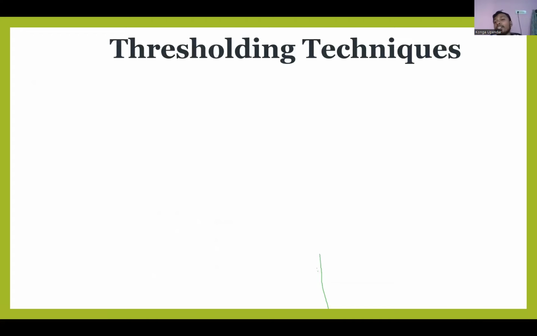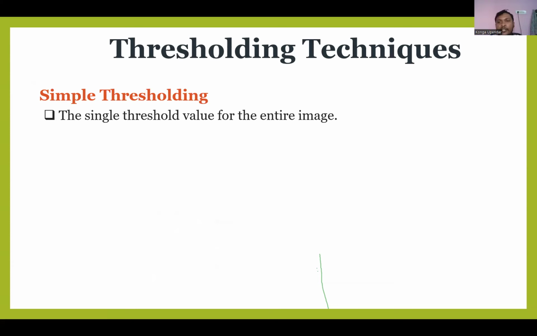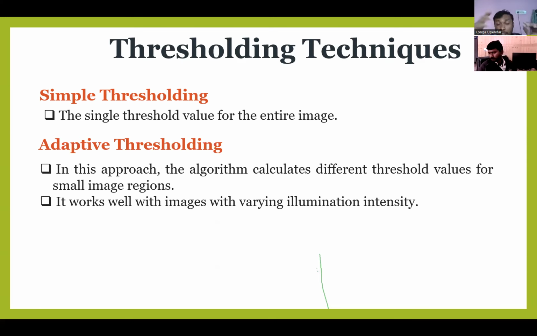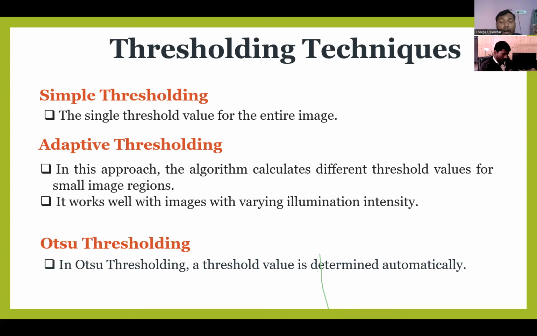Next, what are the threshold techniques that are generally available? First, simple thresholding. I told you in the previous slide that one single threshold value is there, based on analyzing the histogram. If greater than 100 or greater than 50, it is foreground, otherwise background. That is called simple thresholding. There are different types of techniques, but I mostly use these three: simple thresholding, adaptive thresholding and Otsu thresholding.